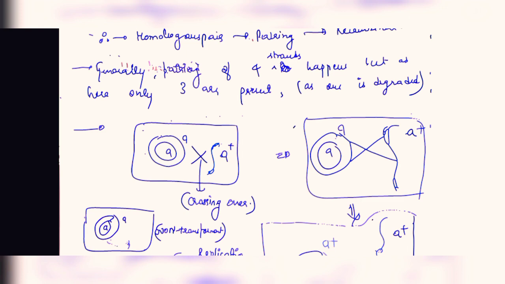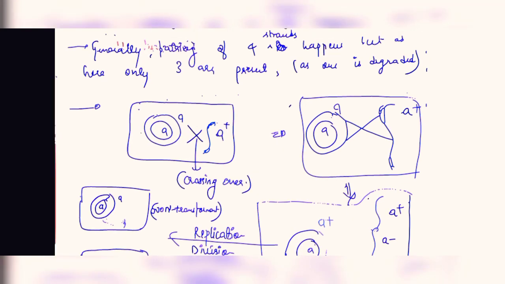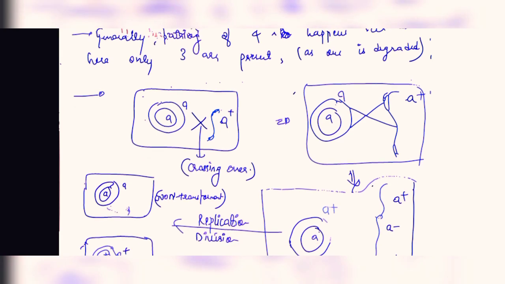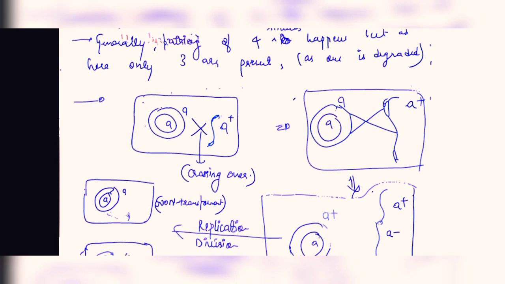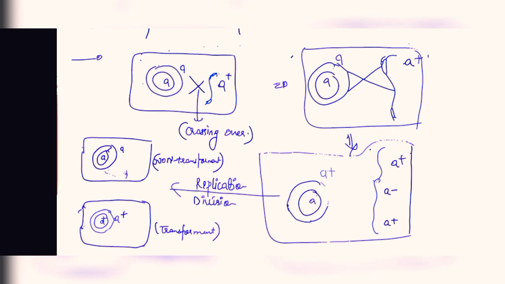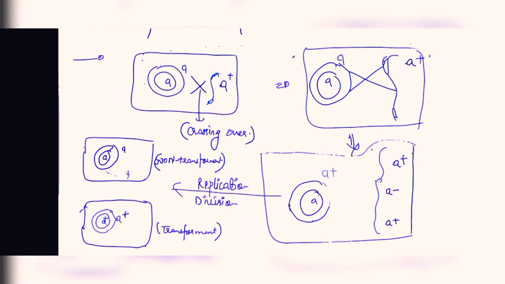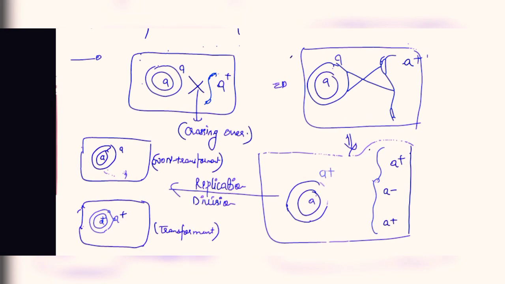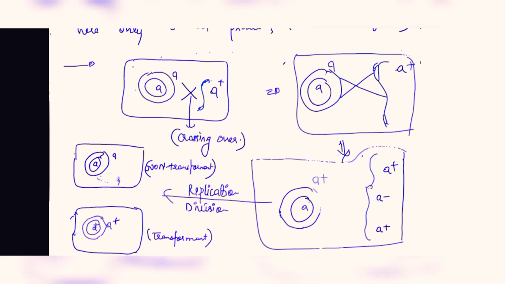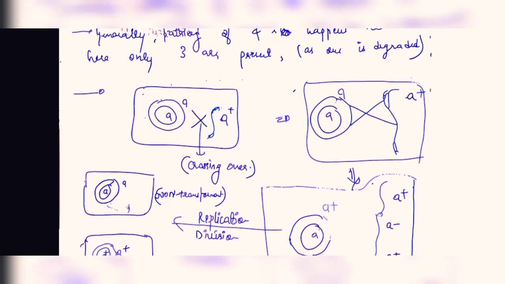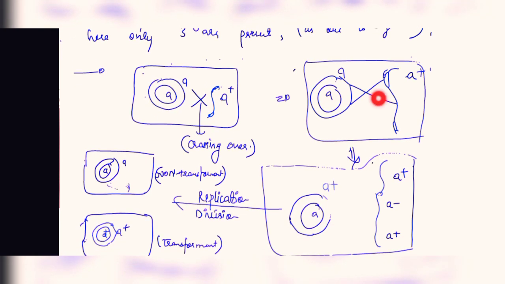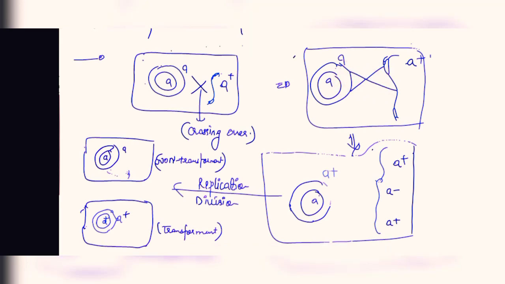Generally the pairing of four strands happens, but here we can see only three are present, as we know that one got degraded. Only three are present, two of the recipient and one of the donor, and this recombination is taking place. This part of the donor stays here only, but the central part gets transferred to here, and this middle part gets transferred to here.